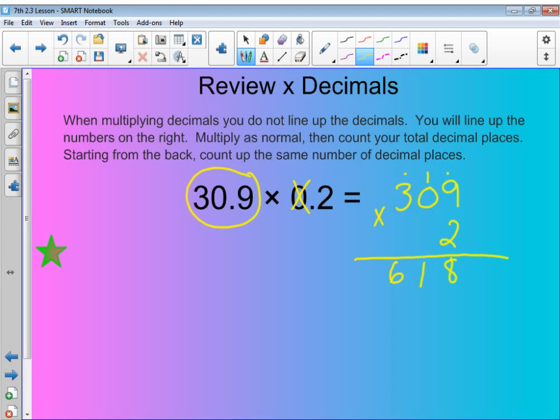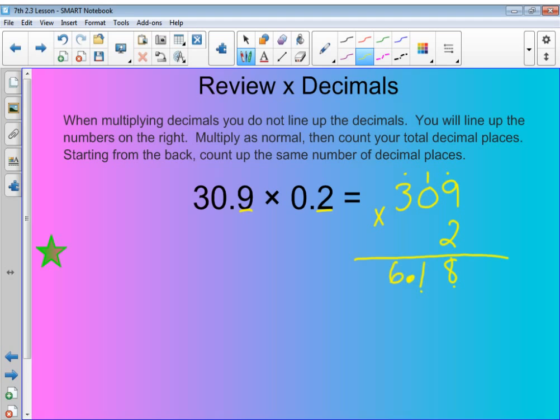I'm now going to go back and look at my original numbers to see where my decimal place should go. So when I look at this, I have 2 numbers total behind the decimal. So I'm going to go to my answer and I'm going to count from the back 2 places, 1, 2, and place my decimal. So my final answer here would be 6.18. That is something that is a review.